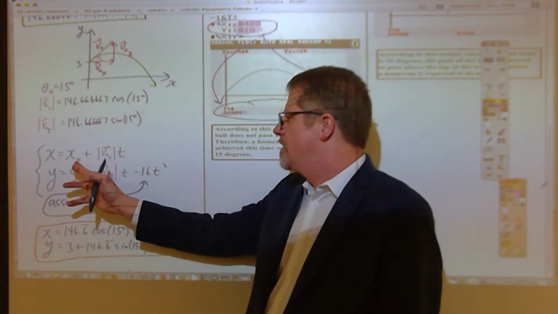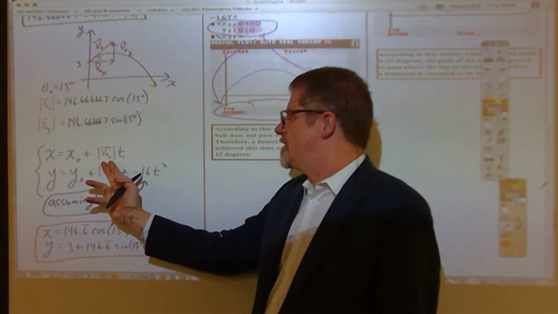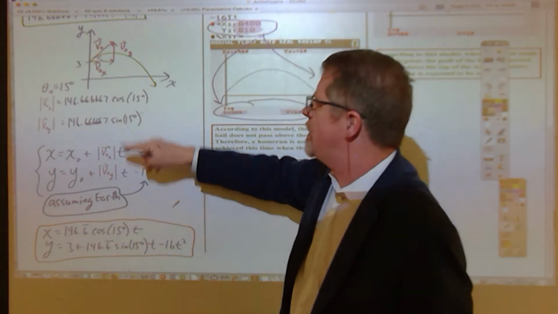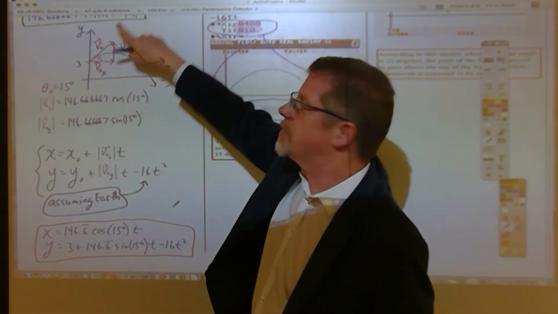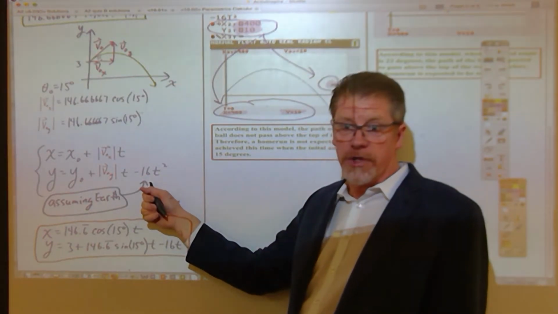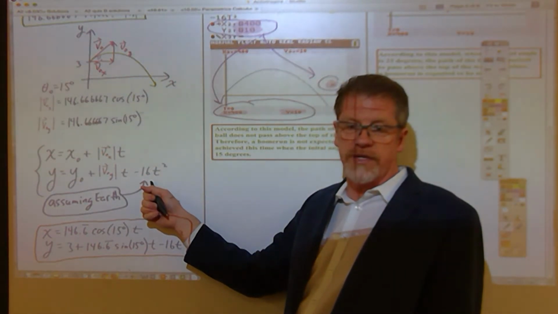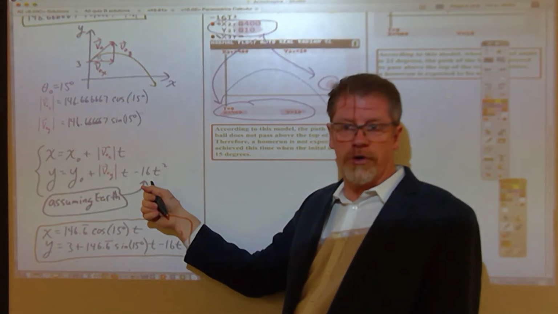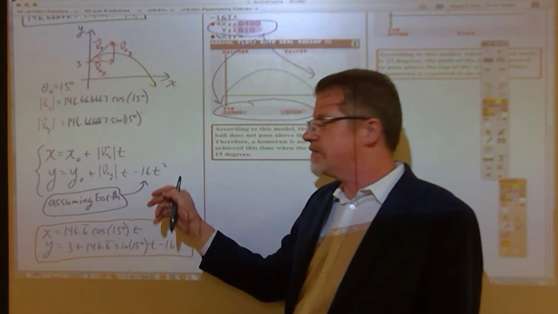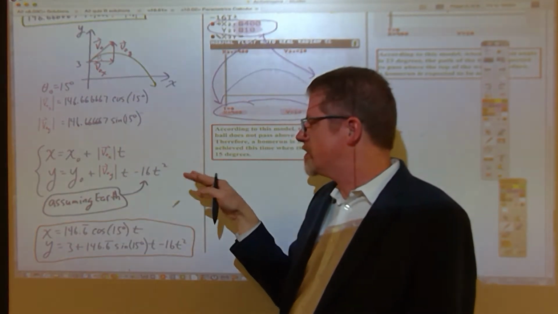So this is basically the speed in the x direction, and here's the speed in the y direction. If it weren't for gravity, the ball would just take off in a straight line. But because of the gravity term, which we derived earlier in the course, it's 1/2 acceleration due to gravity. Acceleration due to gravity on planet Earth is negative 32 feet per second per second. Half of that is negative 16. So those are the parametric equations.